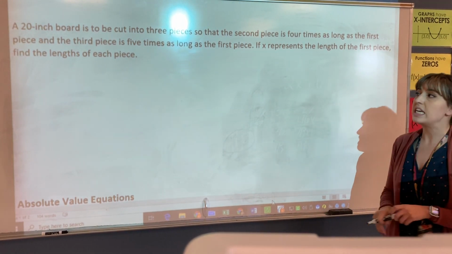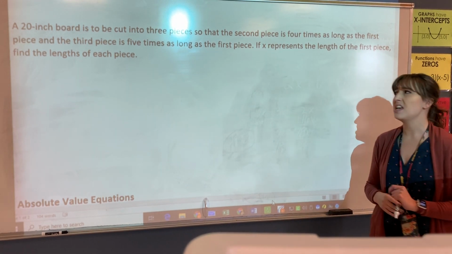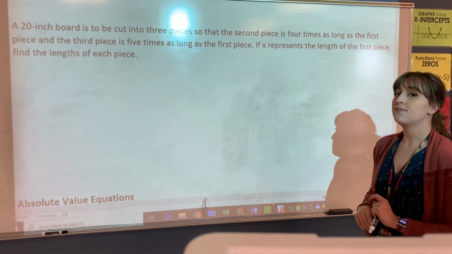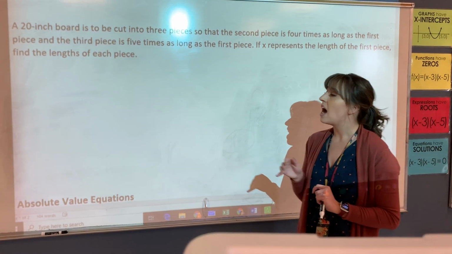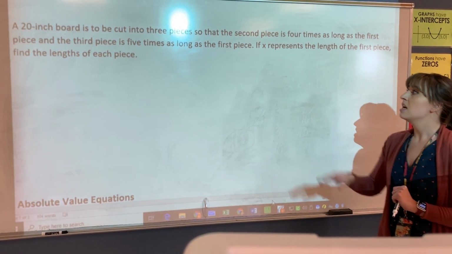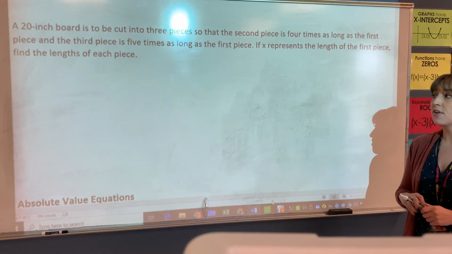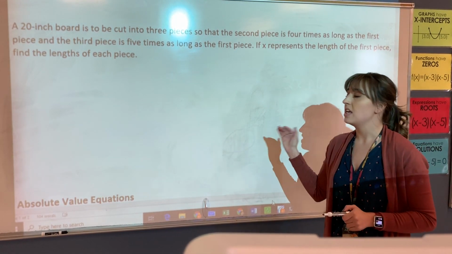So we have a 20-inch board is to be cut into 3 pieces so that the second piece is 4 times as long as the first piece. And the third piece is 5 times as long as the first piece. If x represents the length of the first piece, find the lengths of each piece.